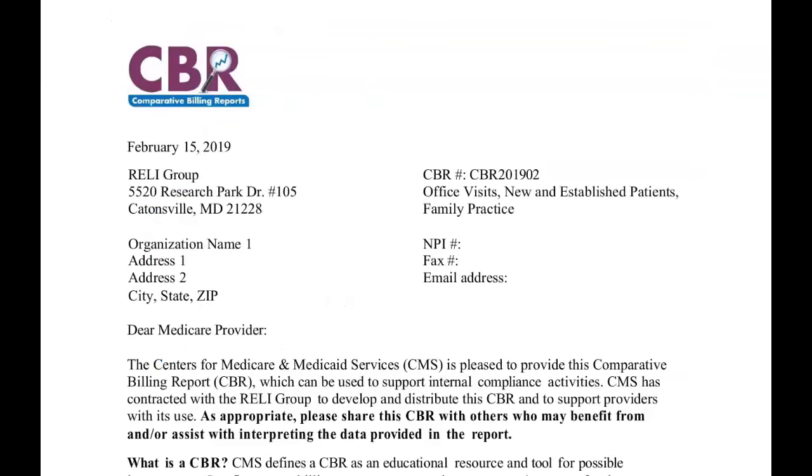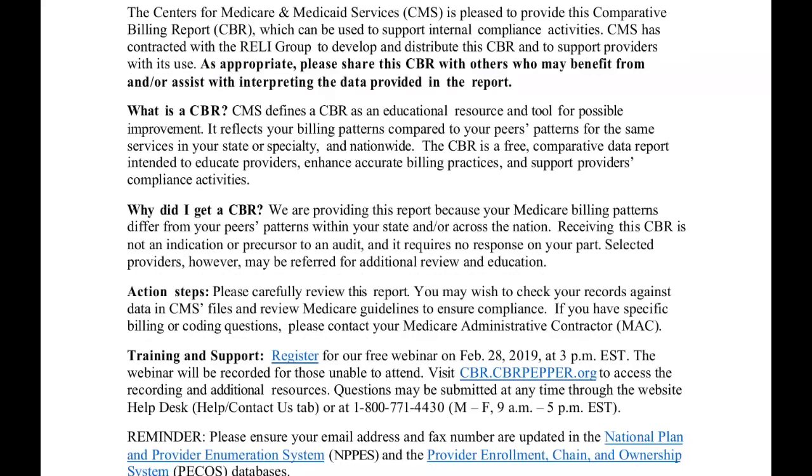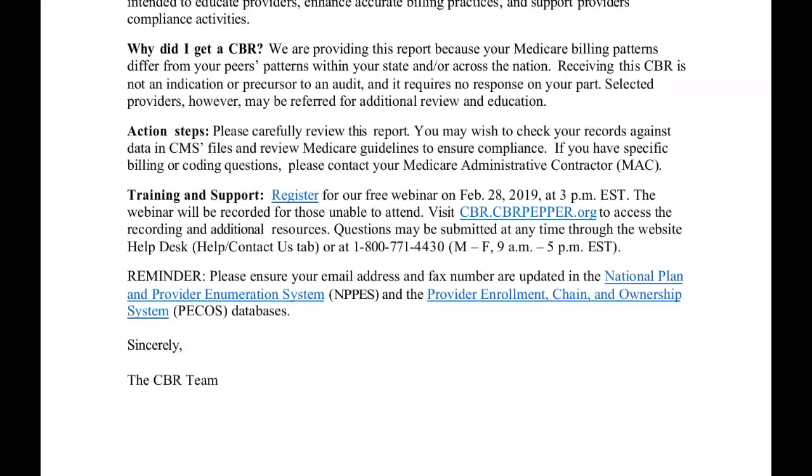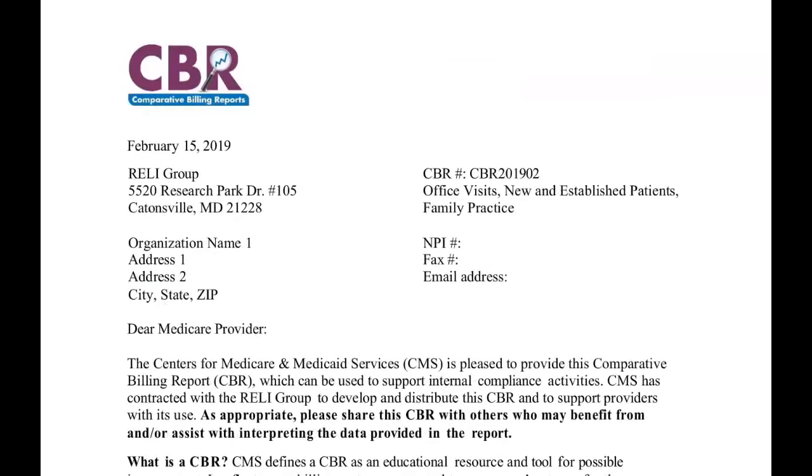And before we go too far into the webinar, I would love to take a look at this sample CBR and take a closer look just at the overview of those distinct sections that we just discussed. So a CBR starts with an introductory letter that has information about what the CBR is and how it affects you as the provider.